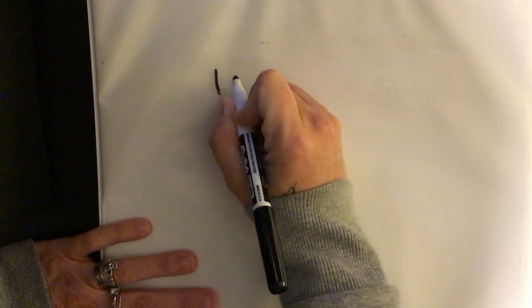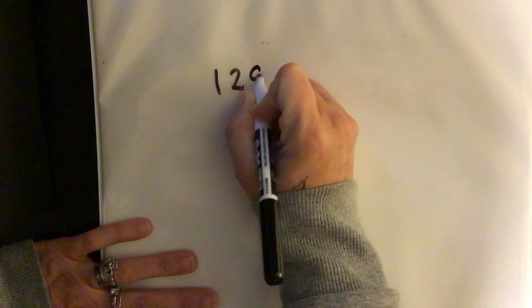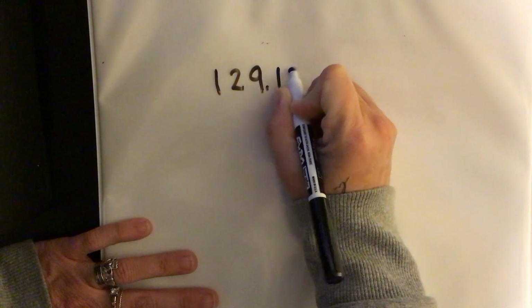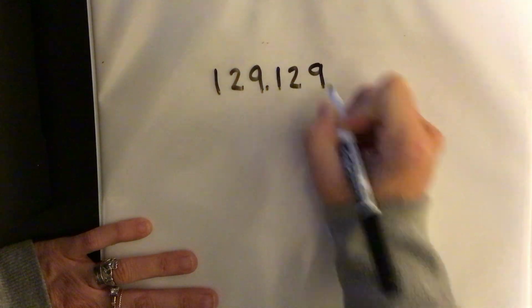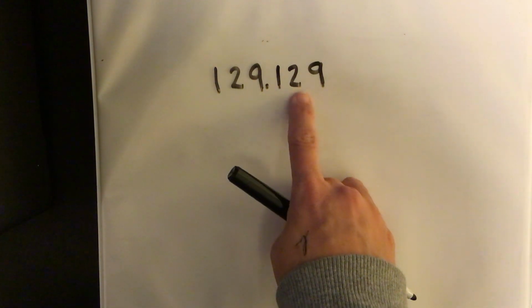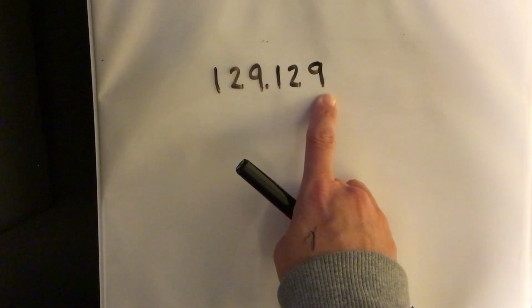Let's do... Ooh, look at that. 129 and 129 thousandths. Yes, I spit in my house doing that. I'll give you a minute to work through this. Go ahead and pause the video if you need to.